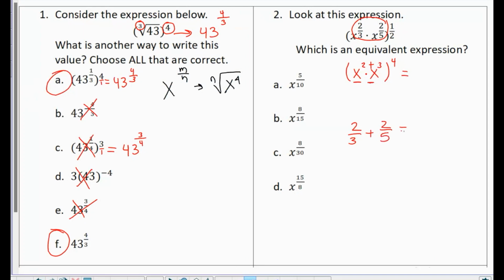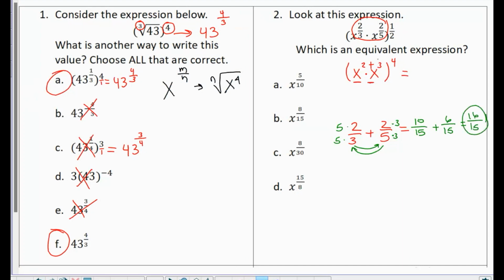Now, in order to add a fraction, they have to have the same denominator. So I can modify this and I can just multiply with each other. So I'm going to start by multiplying this 5. Whatever I do to the denominator, I must do to the numerator. So I get 10 over 15. And I'm going to do the same thing on the other side. Plus 6 over 15. And that's going to leave me with 16 over 15.